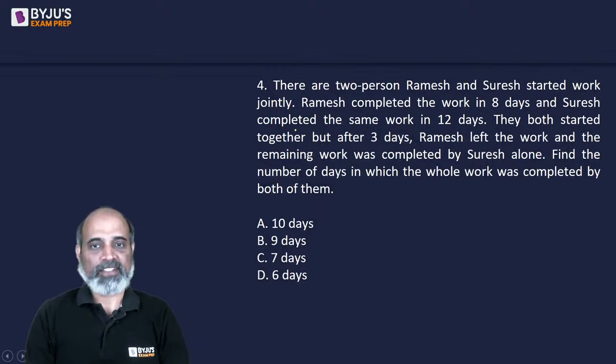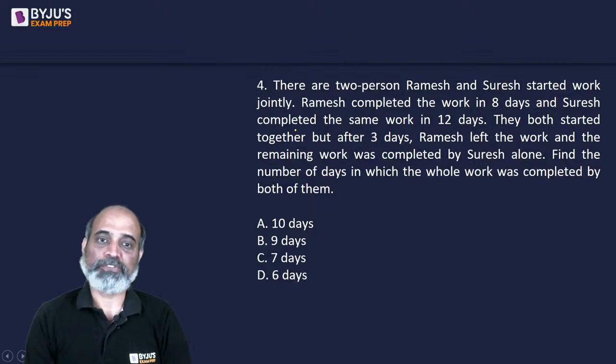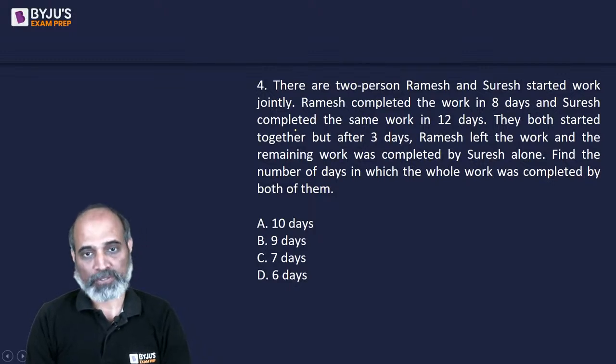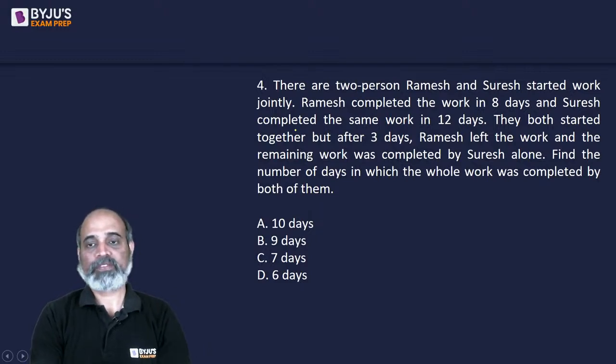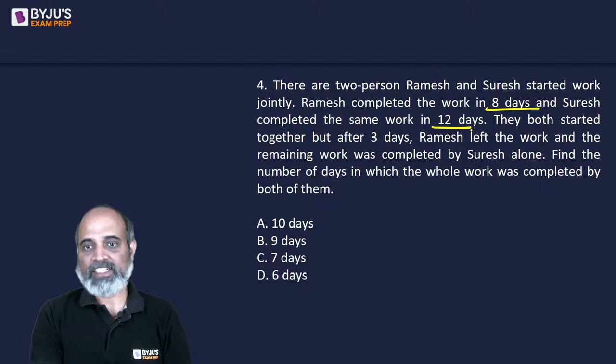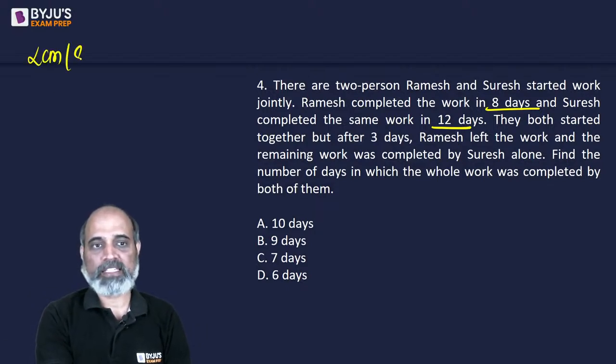Okay, next. There are two persons, Ramesh and Suresh, who started work jointly. Ramesh completed the work in 8 days and Suresh completed the same work in 12 days. They both started together, but after 3 days, Ramesh left the work and the remaining work was completed by Suresh alone. Find the number of days in which the whole work was completed by both of them. So you will take the durations that they individually take and calculate their LCM, and this number will give us how many units of total work we have.